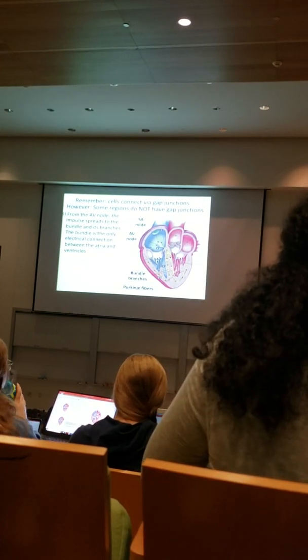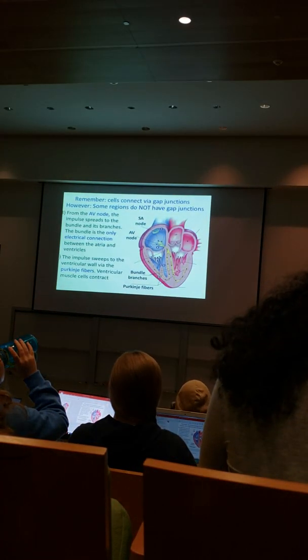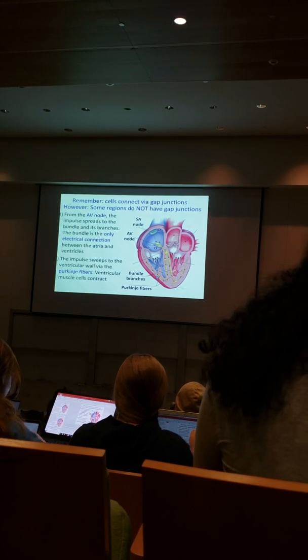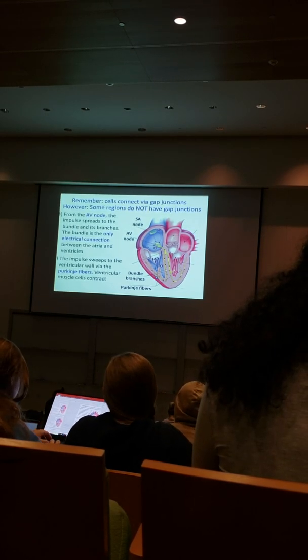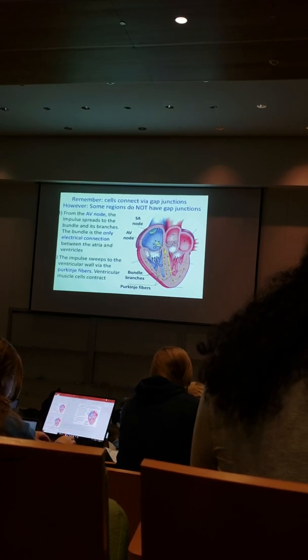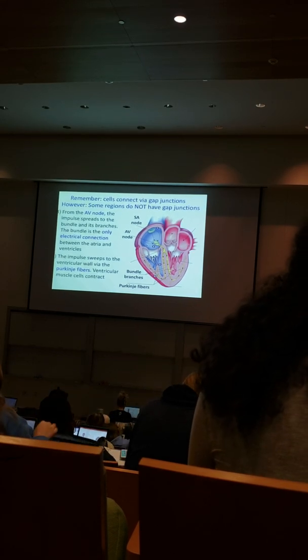So the last part of this is the impulse after the U-turn sweeps to the ventricular wall via the Purkinje fibers. Here you have lots and lots and lots of gap junctions between the Purkinje fibers, the autorhythmic cells, and the neighboring contractile cells of the ventricle.